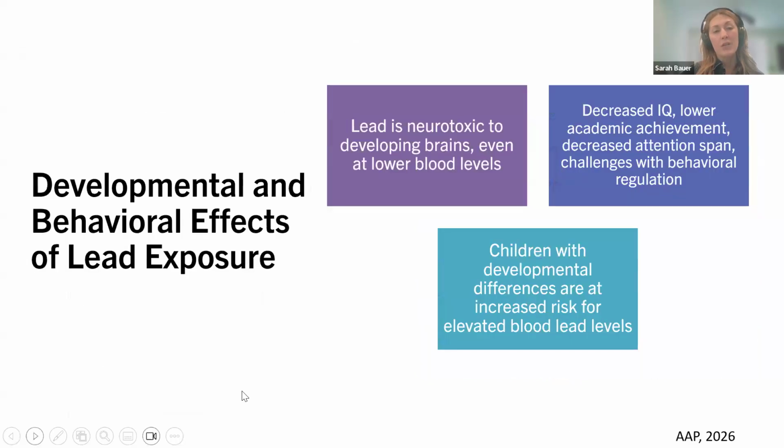So what does that look like, right? We think about decreased IQ. We think about lower academic achievement over time. We think about decreased attention span. We think about sometimes some really significant challenges with behavioral regulation, so hyperactivity, impulsivity. We think about also, I think elopement is something that really impulsive kids do.